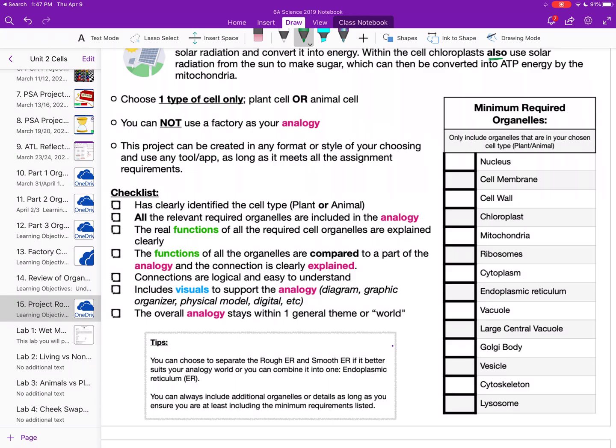You cannot use a factory. So the factory was the one that we did together as a class as an example. I want to see your understanding, so I want you to create your own. Okay, so you cannot use a factory.